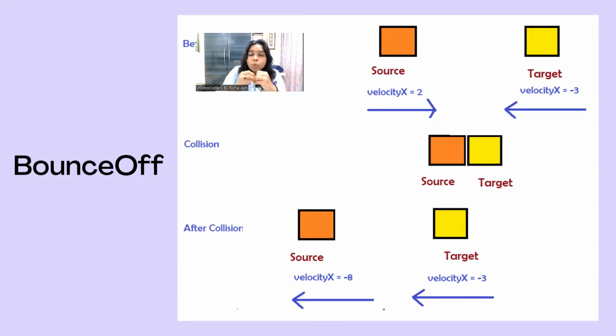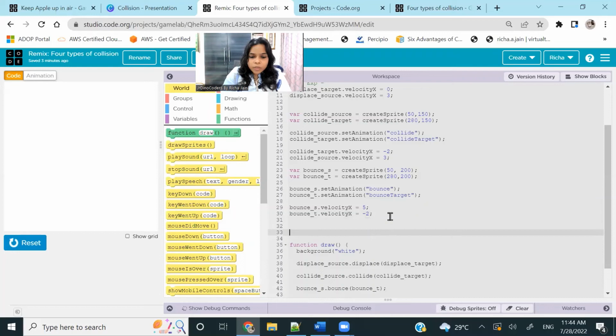While in bounce, both the velocities are interchanged. If they're coming like this, they start going in the exactly opposite direction. While in bounce off, the target keeps going in the same direction and source will move back with a higher speed. Let's see it. Need to create the sprites first. Bounce off source and bounce off target.